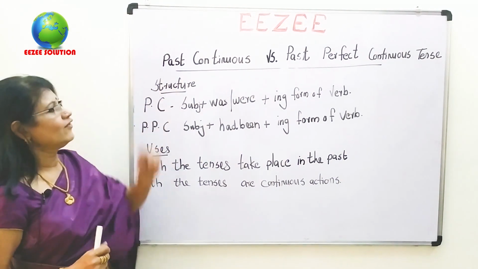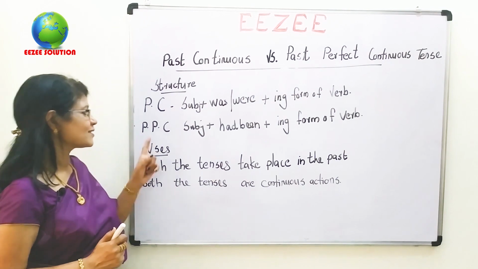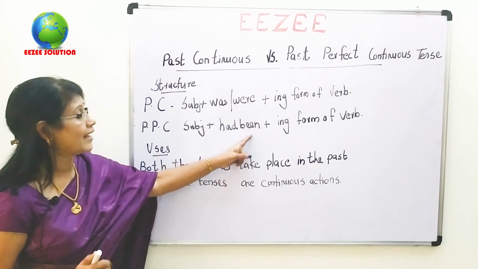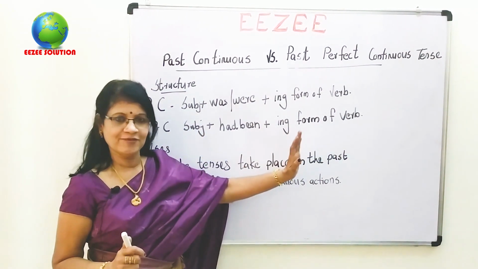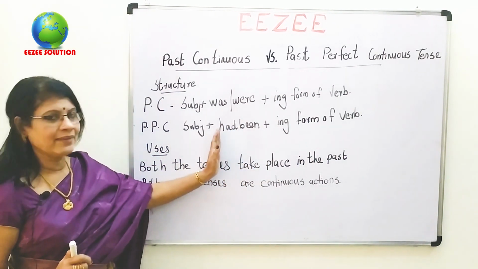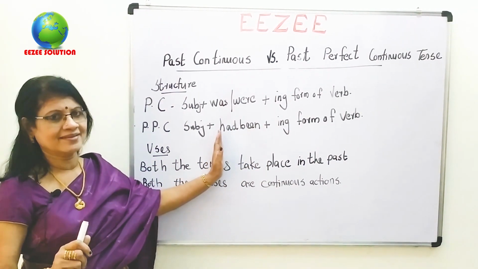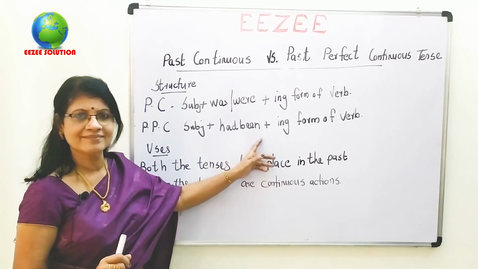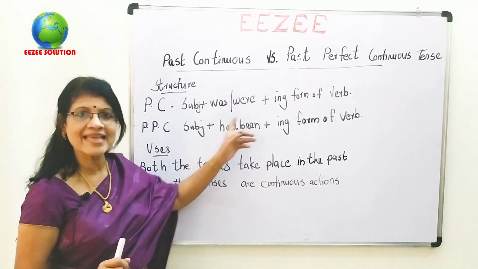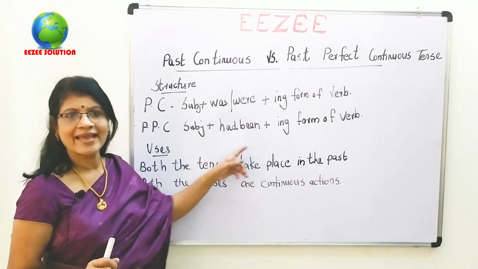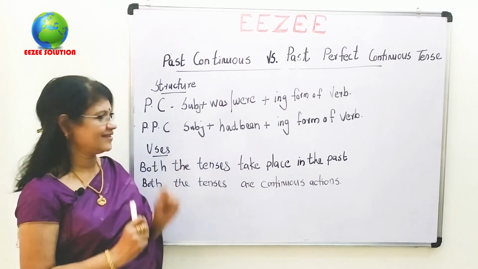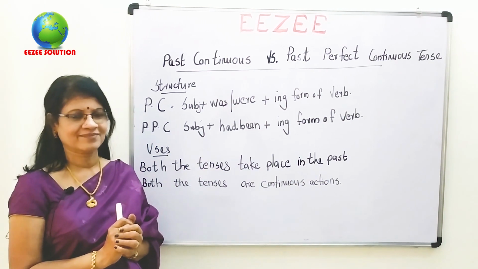But in the case of past perfect continuous tense, it is subject plus had been plus the ing form of the verb. Whatever the subject, we can use had been. There is no need of changing this part according to the subject. So that is the structure.